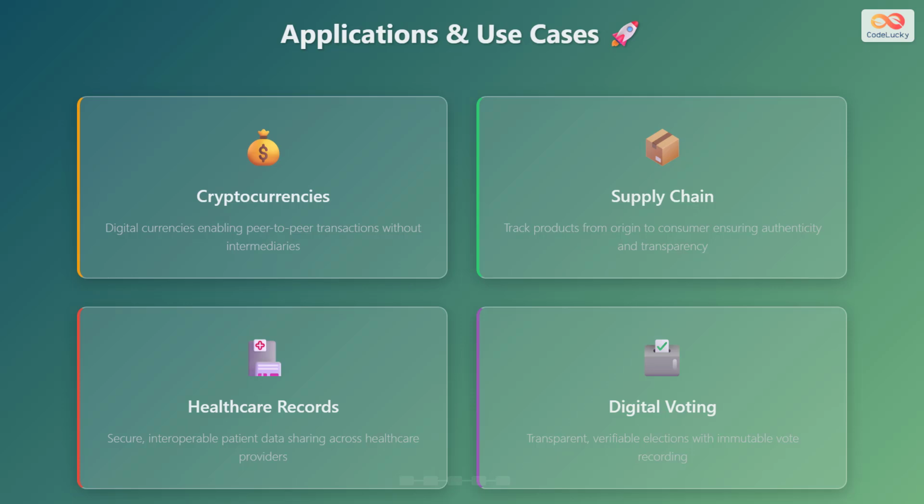Let's explore various applications and use cases for blockchain technology. These include cryptocurrencies, which are digital currencies enabling peer-to-peer transactions without intermediaries, supply chain tracking, to track products from origin to consumer, ensuring authenticity and transparency, healthcare records, for secure interoperable patient data sharing across healthcare providers, and digital voting, for transparent, verifiable elections with immutable vote recording.